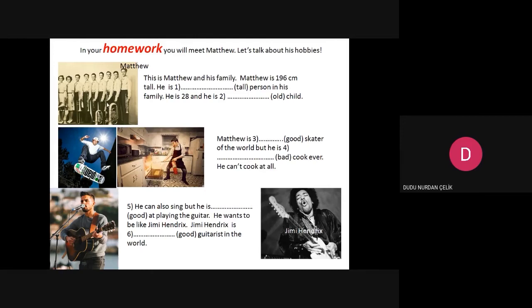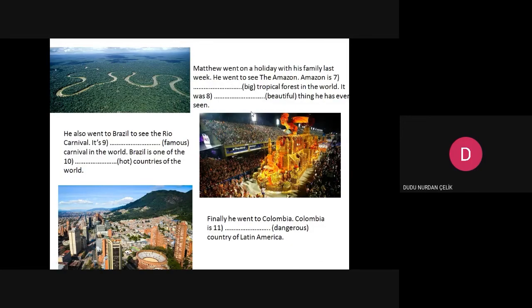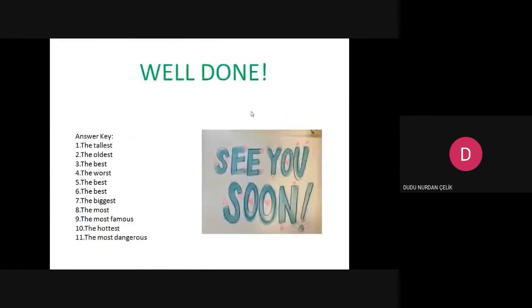Okay, here we have got a homework. Maybe you know about Matthew. He is a well-known singer. This is about his life and hobbies. I want you to do these exercises. They are all for superlative forms. Be careful. And do these sentences in superlative forms, please. And you read about Matthew. After you finish doing, you can check yourself at the answer key. But please do it first.